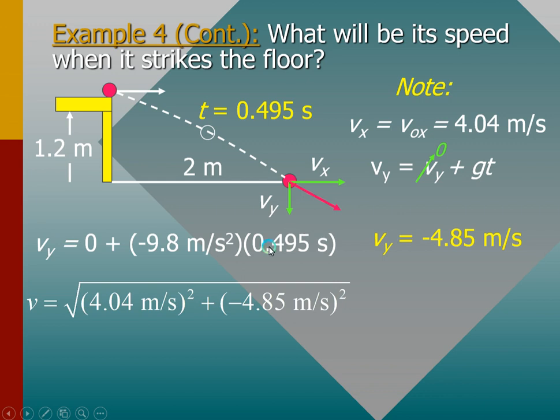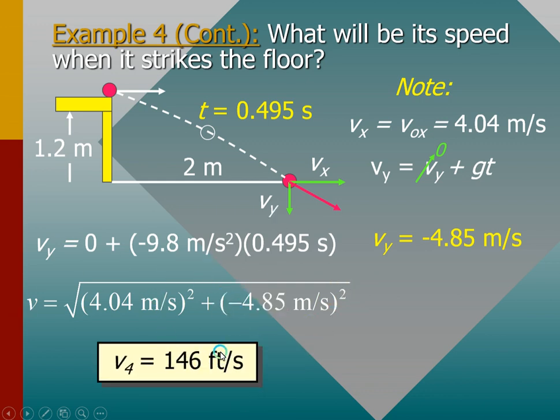So we have to find the magnitude of the resultant, using our Vx and Vy. The resultant is equal to the square root of 4.04 meters per second squared plus negative 4.85 squared. Take note, the negative is in parentheses. So solving for this, V is equal to 146 feet per second.